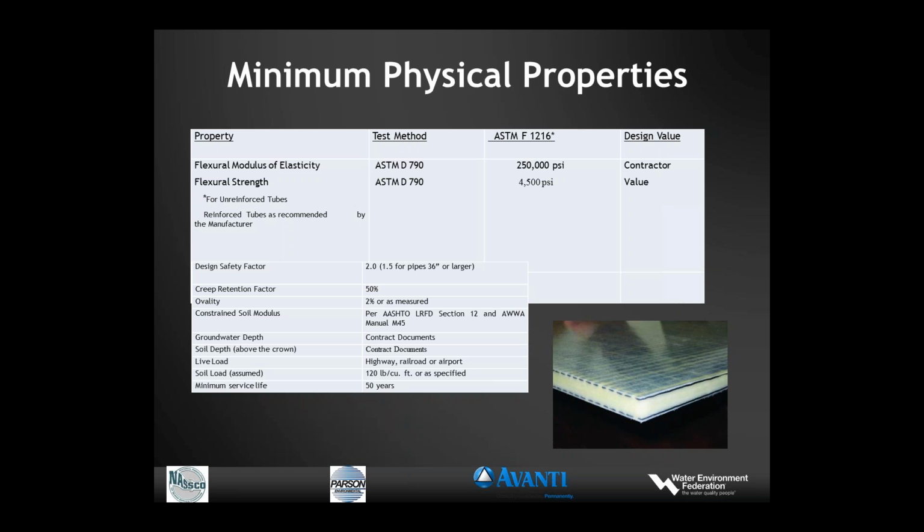Constrained soil modulus in accordance with AASHTO or AWWA references. Soil load, often soil information is at a minimum on these jobs. So commonly 120 pounds per cubic foot is used. That's a very heavy soil, but it's also very conservative. And if you don't have any other information available, it's a good value to use.